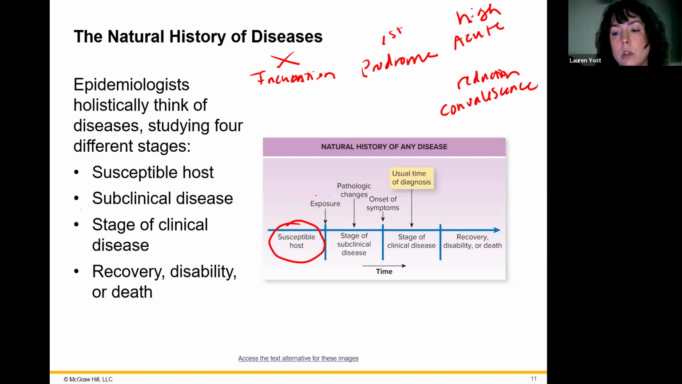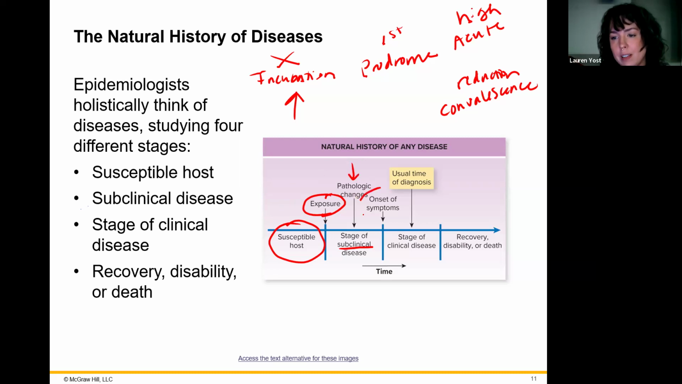They're exposed, and they get infected, and now they're in a subclinical stage of disease. That usually means we're in the incubation period. So it's subclinical, you are infected. Your body might be undergoing pathological changes, but you don't have any obvious symptoms yet.